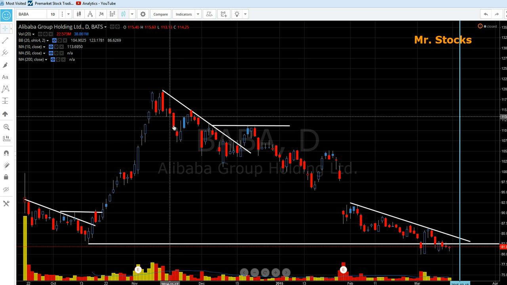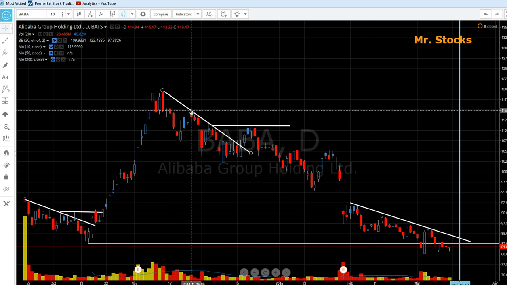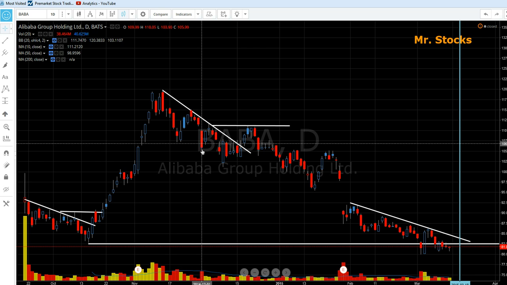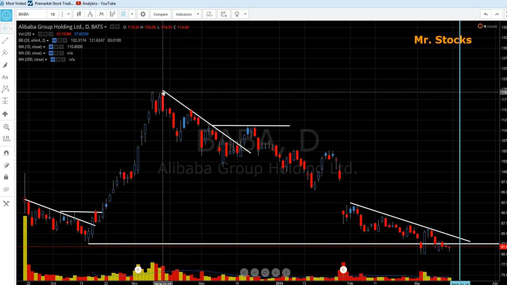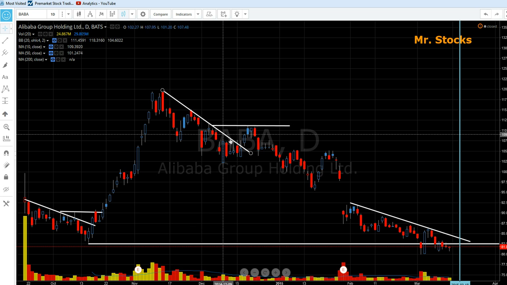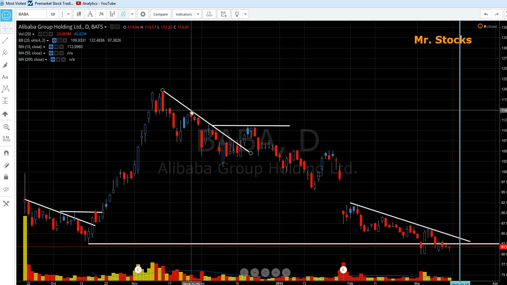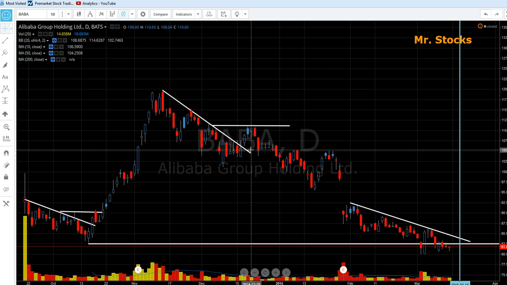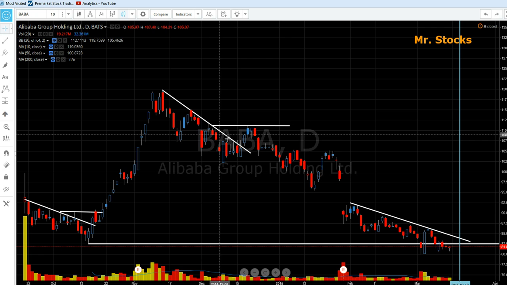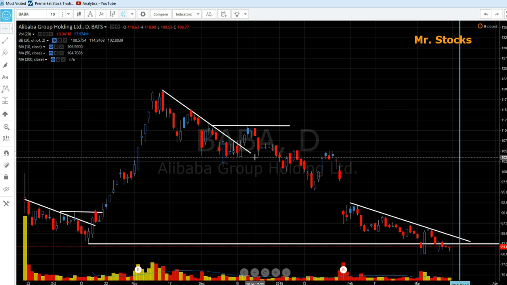So in this case, Baba was making a lower high and then continued lower, made a lower low. In which case you can draw another downtrend line immediately off of this high. You connect these dots here, and there you have your downtrend line as a guide for you.